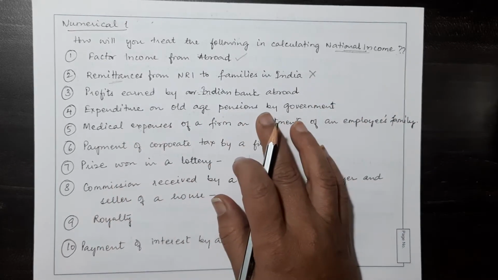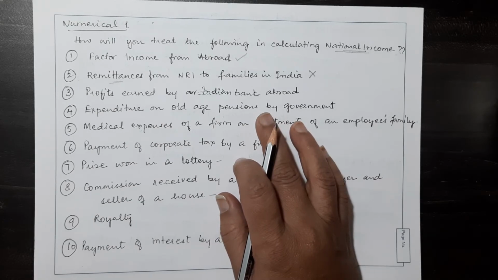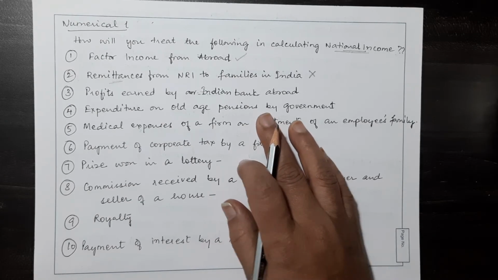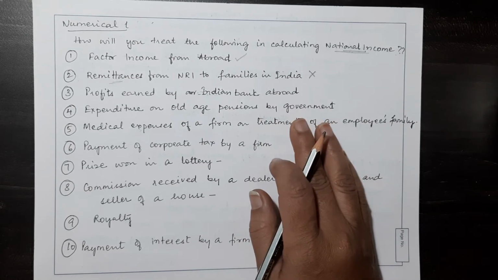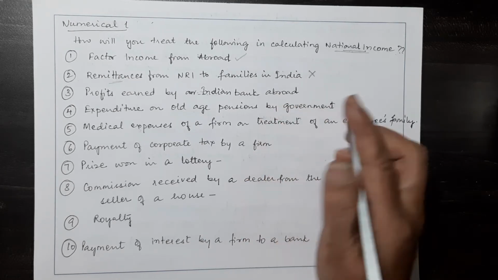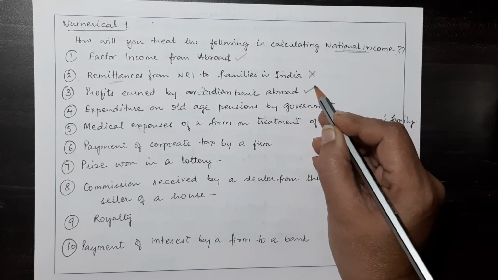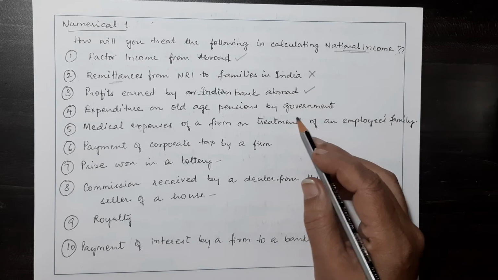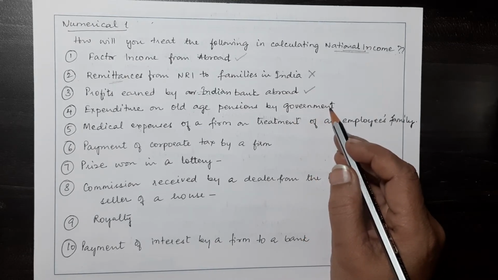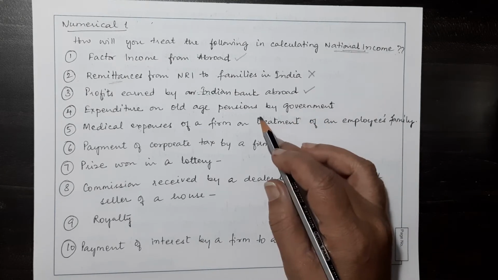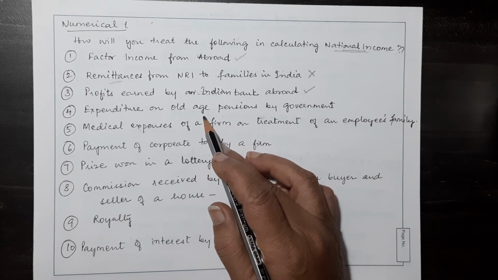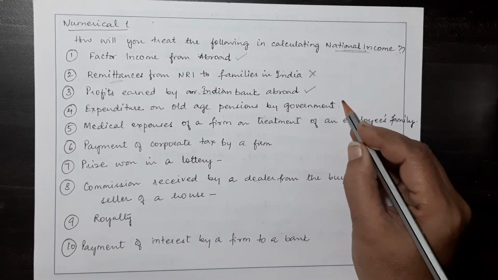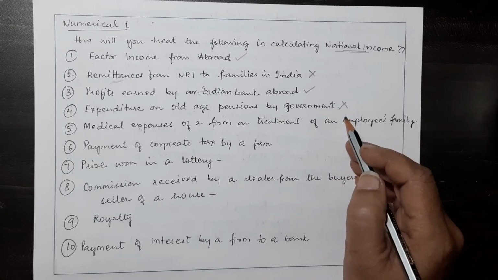Profits earned by an Indian bank abroad. What is this? This is a factor income from abroad, isn't it? So this will be included in the national income. Then fourth one, expenditure on old age pensions. What are these old age pensions? Is it a factor service? No. So this is a transfer payment. So this will not be included in the national income.